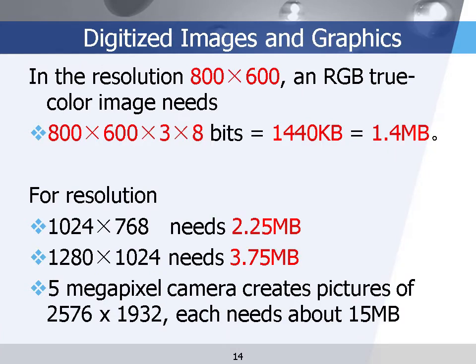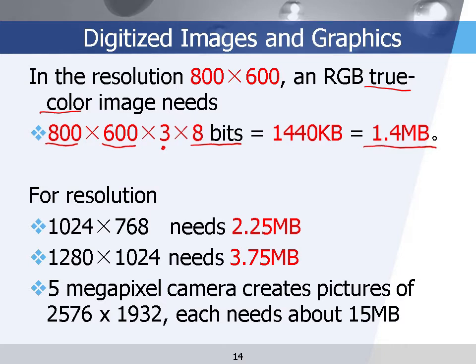So in the resolution 800 by 600, an RGB true color image needs this number of storage because we have 800 times 600 pixels, and for each of the pixel, it has 3 primary colors, and for each of the color, it needs 8 bits because this is a true color image, meaning that for each of the primary color, we're going to use 1 byte, which is 8 bits, to represent the color. So in total, we need 1.4 megabytes of the storage.